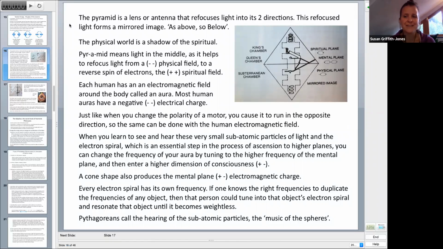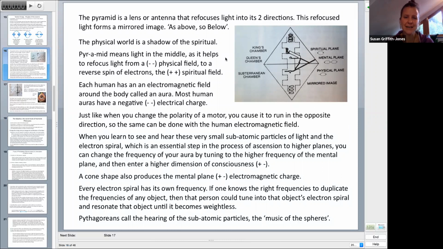But of course we fixate onto the physical world as being the absolute, as having a reality of its own. So pyramid means light in the middle. So you see here, there's the shaft of light in the middle of the pyramid. Pyramid, light in the middle, as it helps to refocus the light from a negative physical field to a reverse spin of electrons, the positive spiritual field.